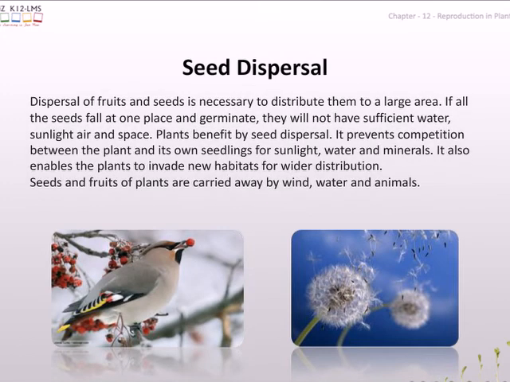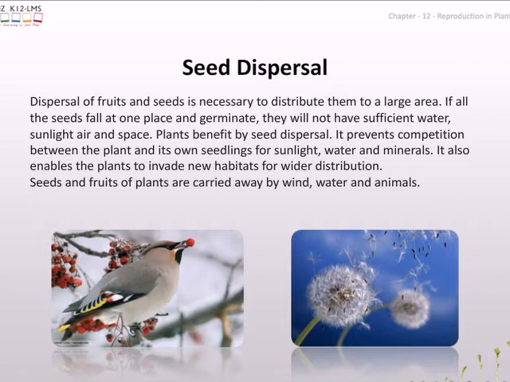Dispersal of fruits and seeds is necessary to distribute them over a large area. If all the seeds fall at one place and germinate, they will not have sufficient water, sunlight, air, and space. Plants benefit by seed dispersal. It prevents competition between the plant and its own seedlings for sunlight, water, and minerals. It also enables the plant to invade new habitats for wider distribution.